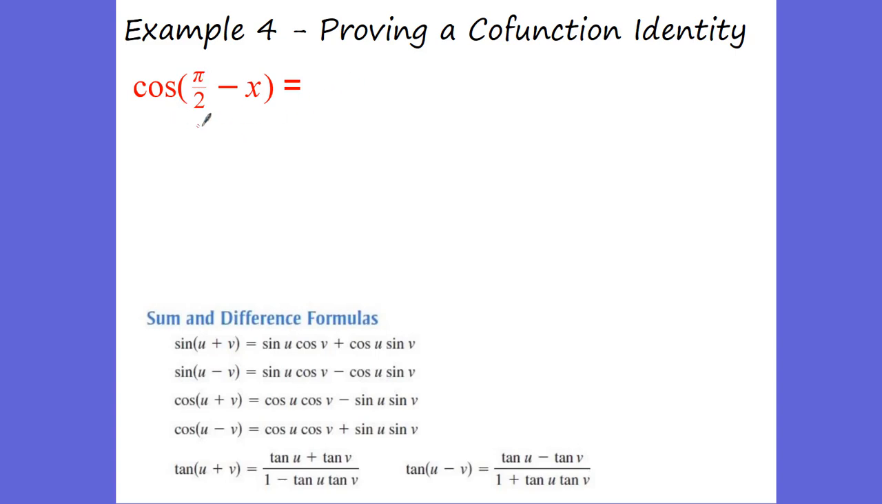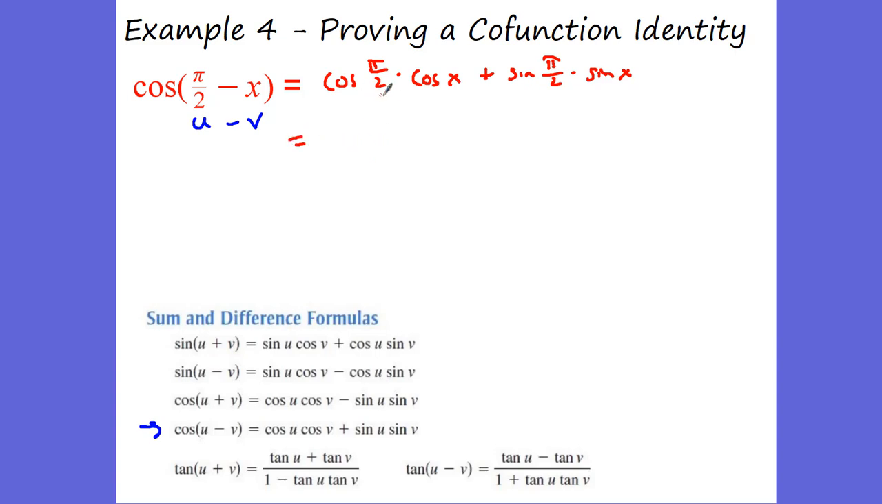What do we know? This is going to be my u minus my v, which means I'm going to be using this function right here. So which means cosine of u, that's pi over 2, times cosine of v, which means cosine of x, plus sine of u, what's u? It's pi over 2, times sine of v, what's v? It's x. Sorry, that's x, because your v is equal to x.